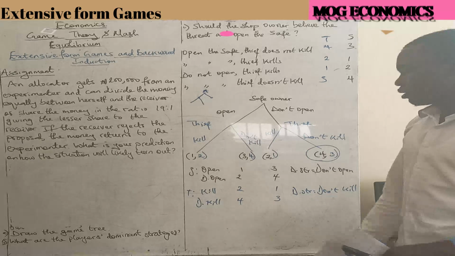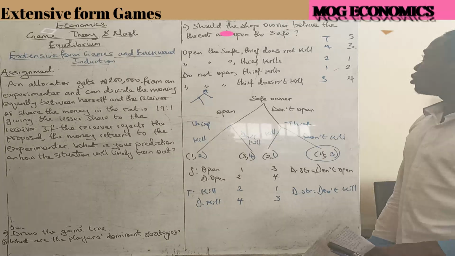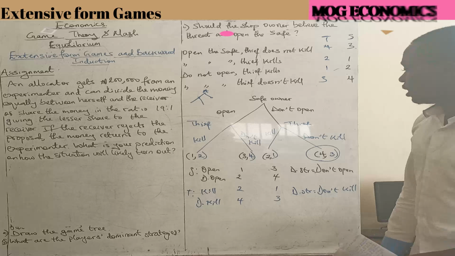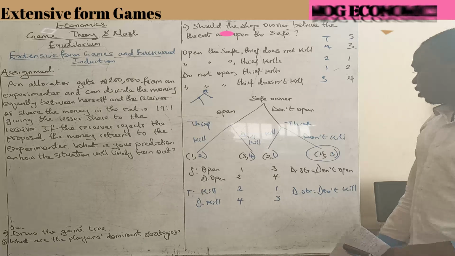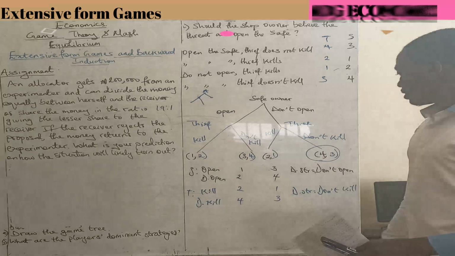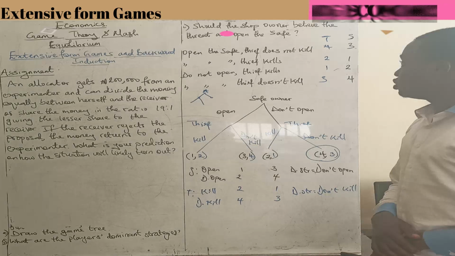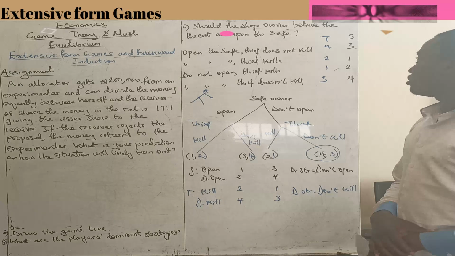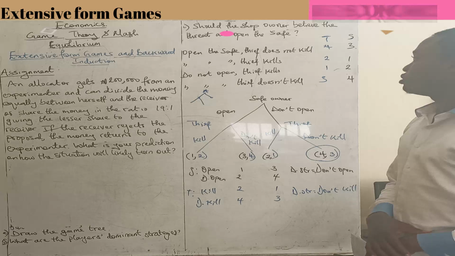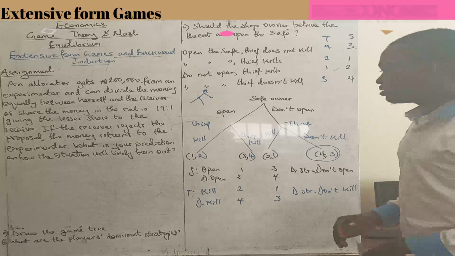We just sort them out. So should the shop owner believe the threat and open the safe? So how do we answer that? That's to find the Nash equilibrium. Okay, but even before finding the Nash equilibrium, it's probably occurring to you that the shop owner should not open the safe. Why? Because this threat is not credible.